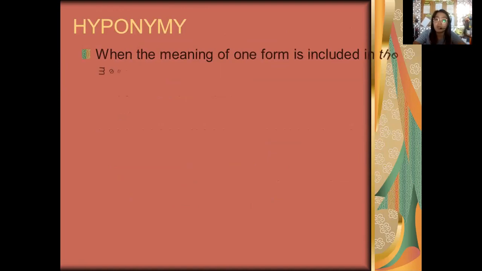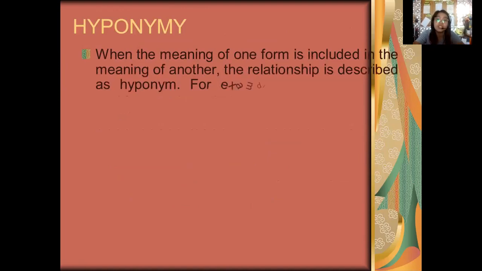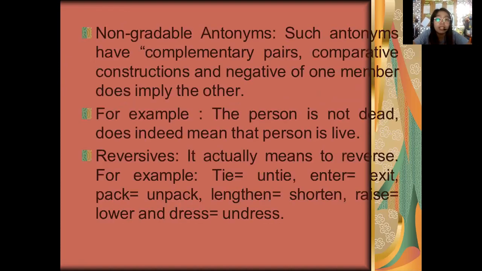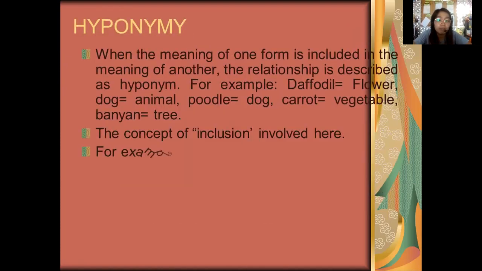When the meaning of one form is included in the meaning of another, the relationship is described as hyponymy. For example, daffodil is a flower, dog is an animal, poodle is a dog, carrot is a vegetable, and banyan is a tree. So parang ito'y categorize, kung saan siya nakakabilang, ano po. Next is, bumalik, sorry po.